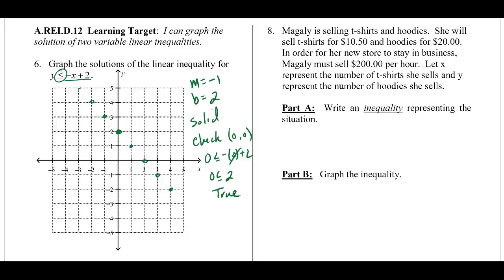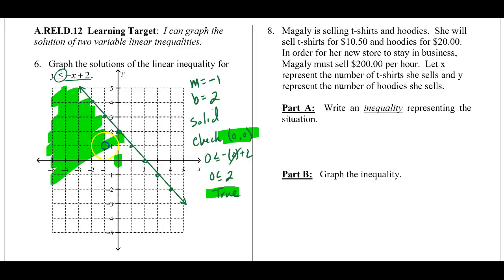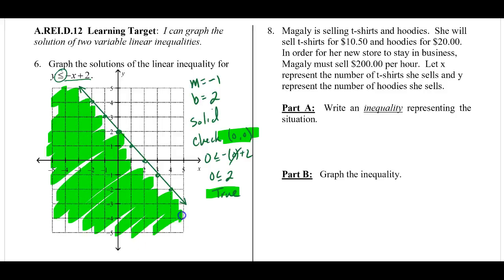Go ahead and make our straight edge with our line. There's my line. And then we're going to shade. And we already decided that 0, 0 was a true statement. So we shade the side that 0, 0 is on. So 0, 0 is right here. So everything on that side of my line gets shaded in. So there's my solution.